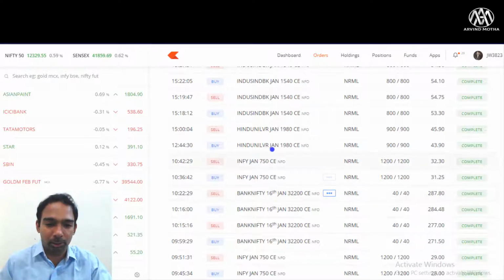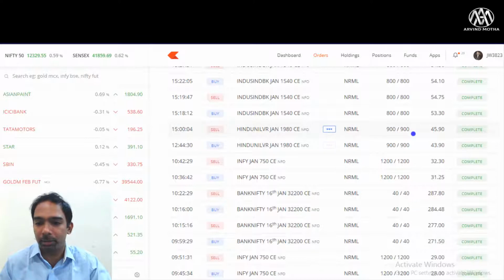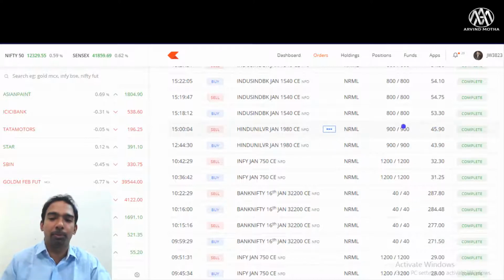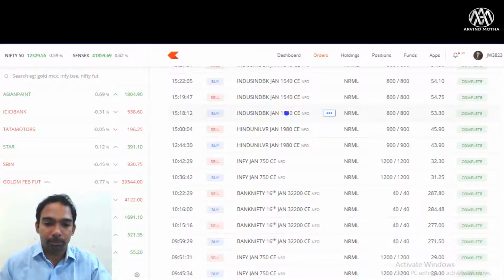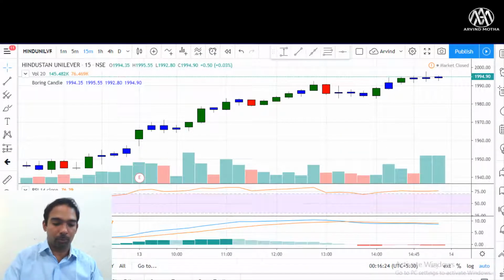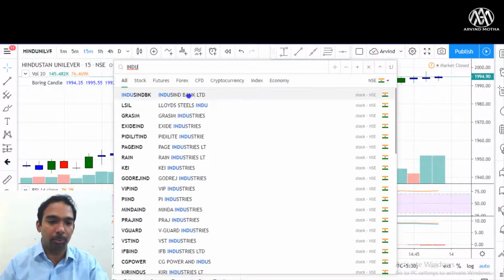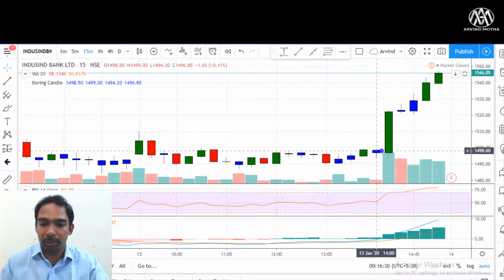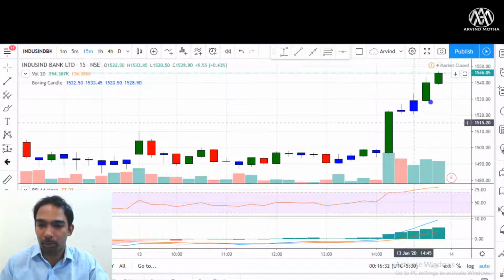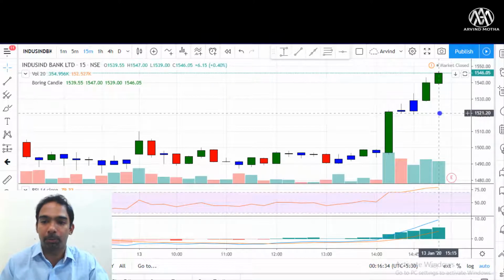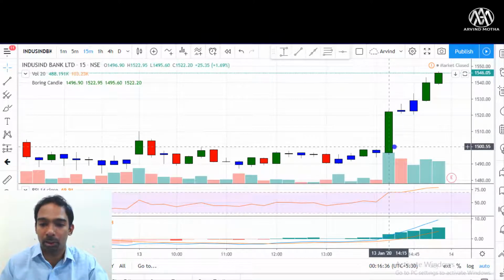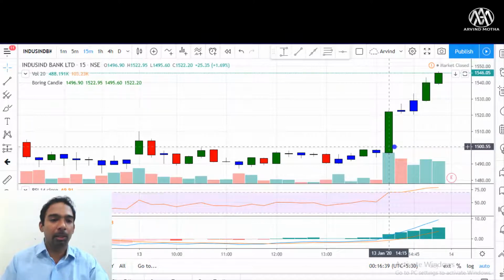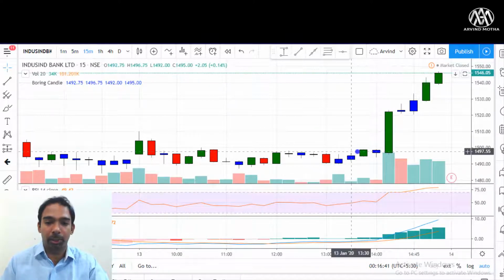Okay, so in the Hindustan Lever, I just hold it for some time and exit the trade. Not much difference here. Okay, IndusInd Bank will come here. So this is also a very good trade opportunity. You can see a very good bullish trend happening here, right? From 2 o'clock, it went all the way up to 1546. Very good jump of 46 points. You can see here on the 15 minutes chart, very good jump.